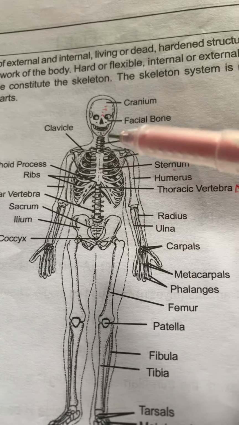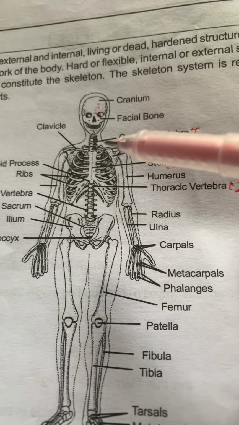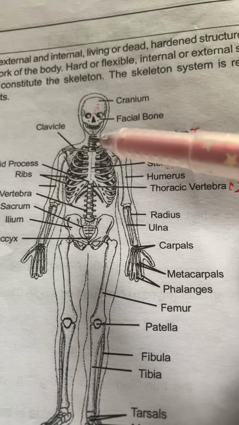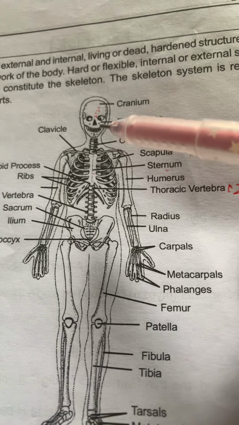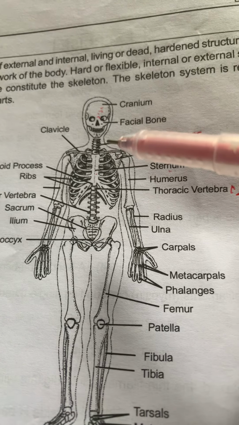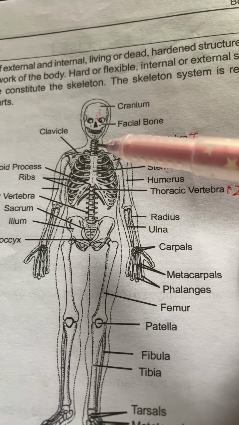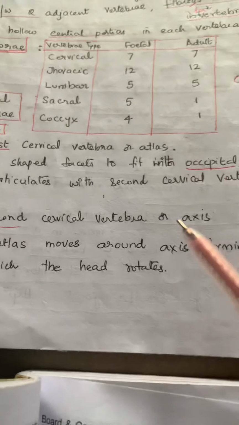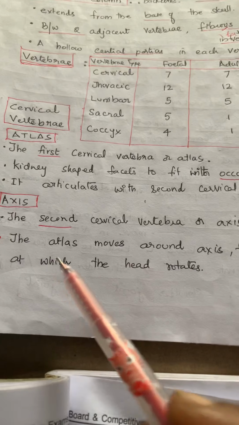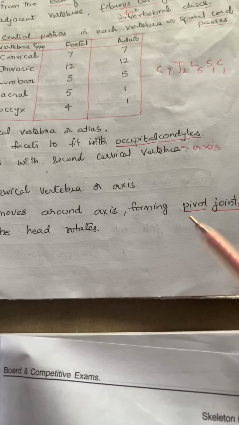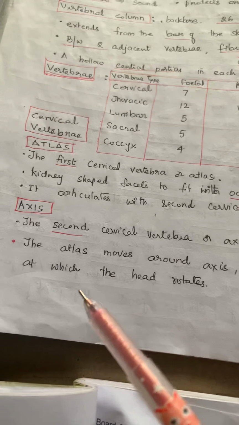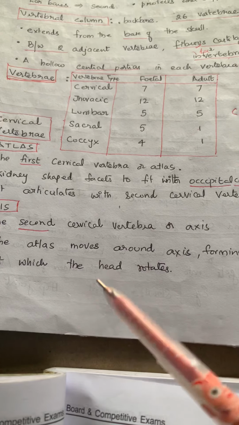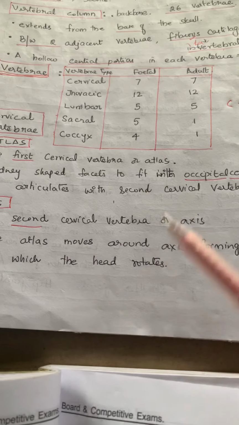The first vertebra in the cervical vertebrae is called the atlas, and it has kidney-shaped facets to fit with the occipital condyles. It articulates with the second vertebra called the axis. Here the atlas moves around the axis and it forms a pivot joint. In the joints, we will be discussing this in detail. It is the pivot joint by which the head rotates. The head can rotate because of the pivot joint.